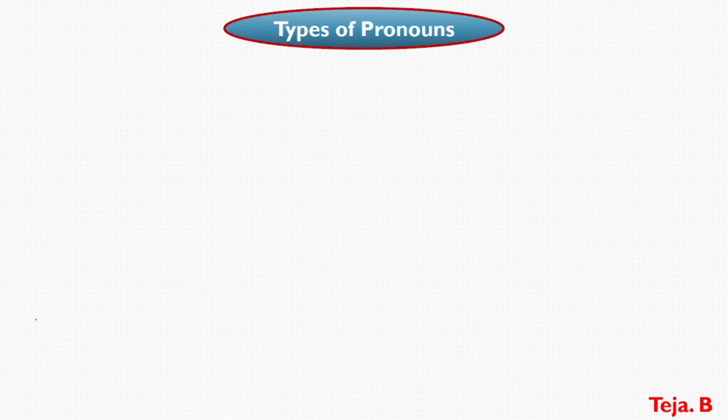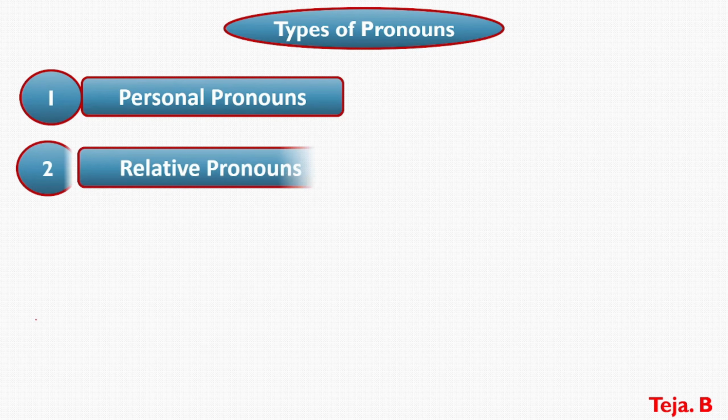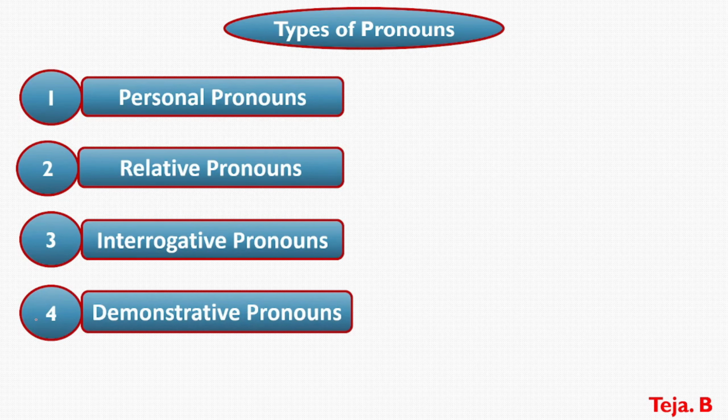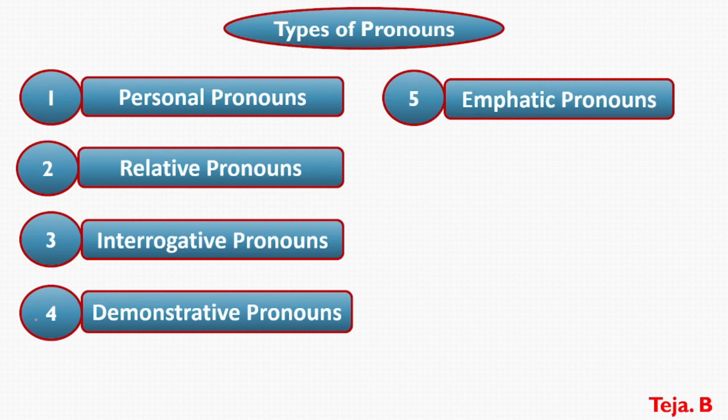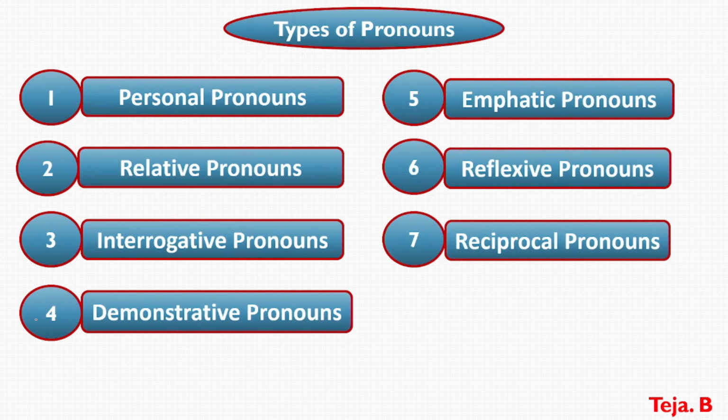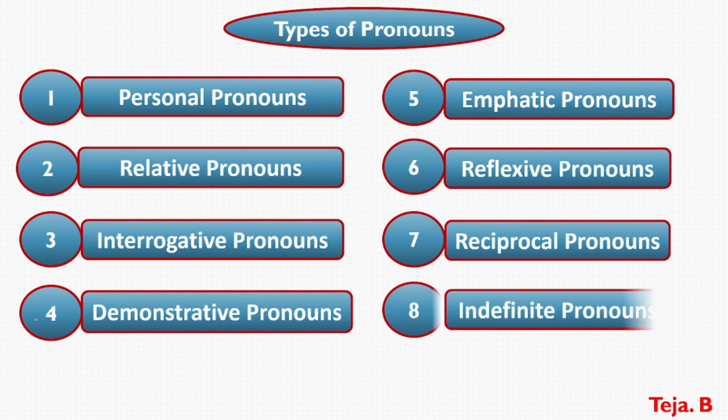Types of pronouns we will see. There are 8 types of pronouns. Personal pronouns, relative pronouns, interrogative pronouns, demonstrative pronouns, emphatic pronouns, reflexive pronouns, reciprocal pronouns, and indefinite pronouns. We are going to see these 8 pronouns individually.